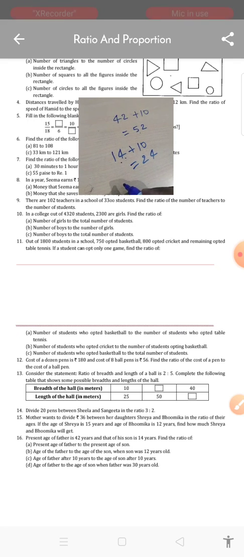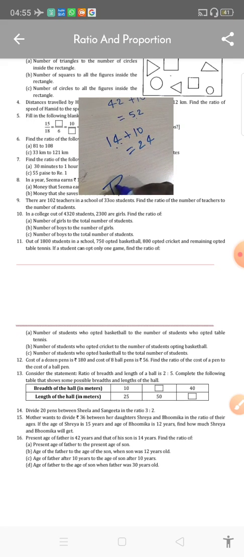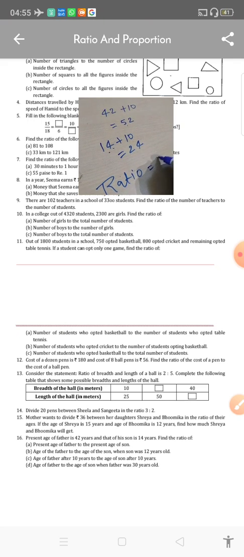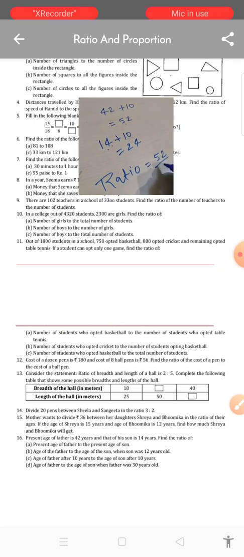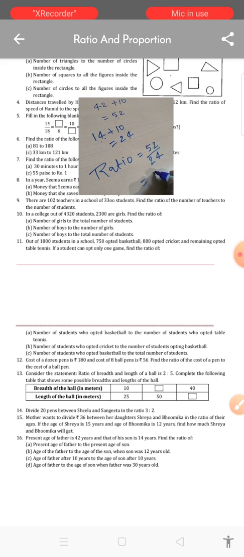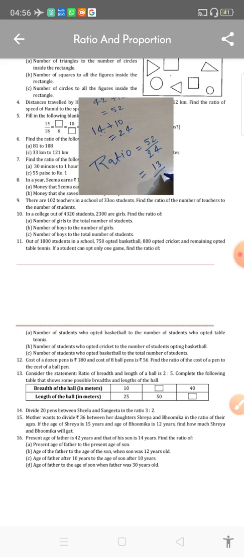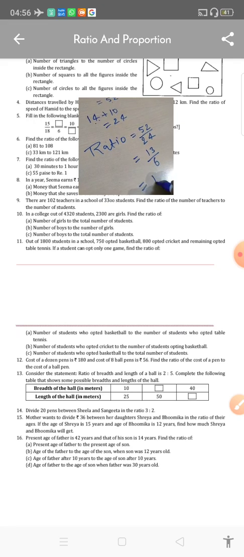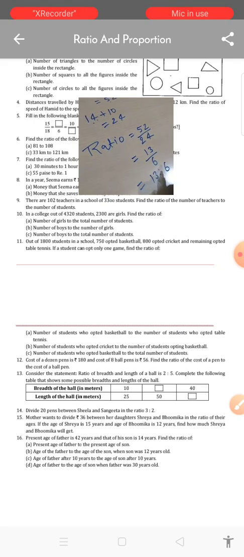So you find the required ratio. What is the required ratio? The ratio is equal to 52 by 24. If you simplify it, dividing 52 and 24 by 4, we obtain 13 by 6. Clear? The required ratio is 13:6. Clear?